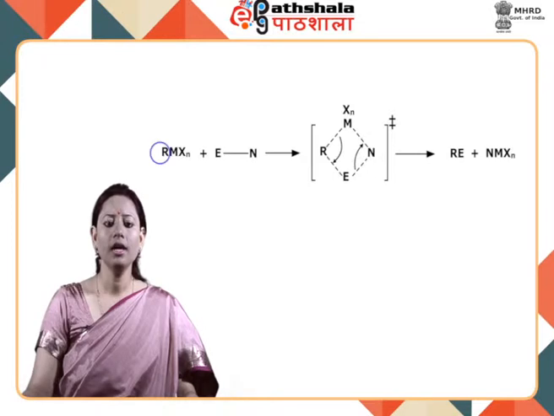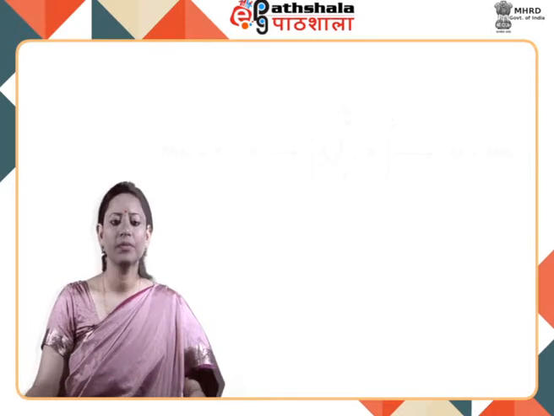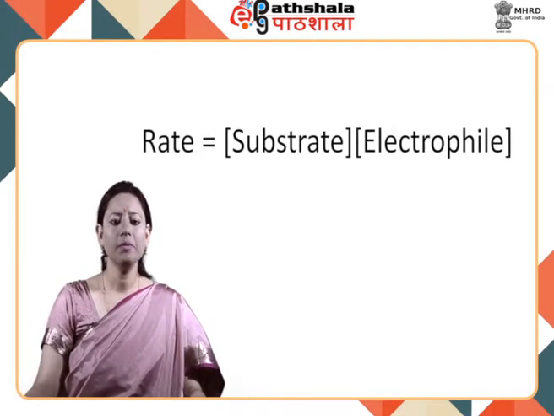Here R can be methyl, ethyl or any alkyl group. M is a metal atom. En represents an electrophile with a suitably placed nucleophilic site. The SEi mechanism involves second order kinetics, first order in substrate and first order in the electrophile.